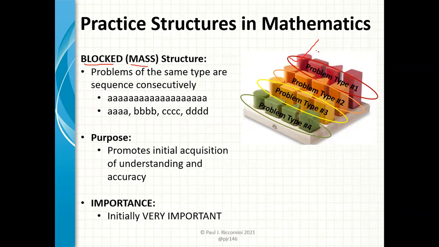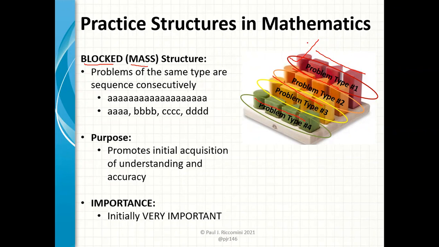In my diagram, you have 4 red problems. They're all the same. Maybe that's order of operations. Then you have these orange problems. Maybe that's calculating the area of a figure. Then you have these yellow problems. Maybe that's a word problem related to, I don't know, interest that you earn in a bank account. Then you have the green problems, and those are problems involving multiplying with decimals.